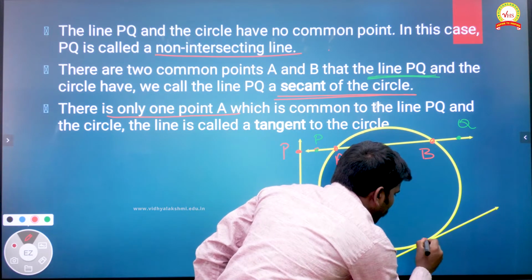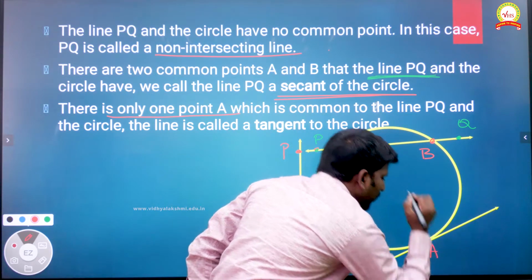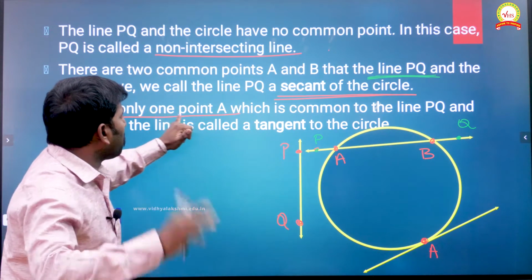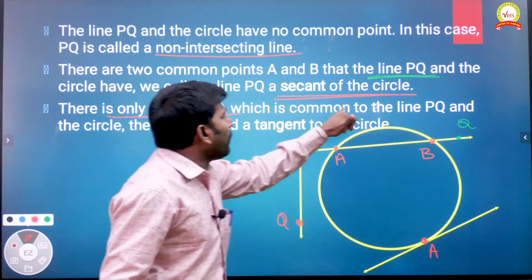That point here I am taking is A. I am taking it as A. See here, that is what it says: there is only one point A which is common to the line.